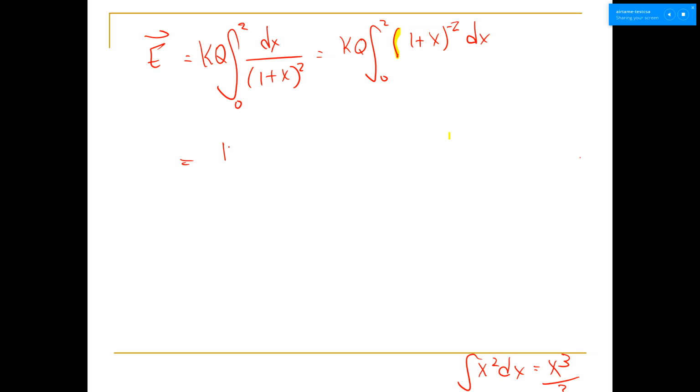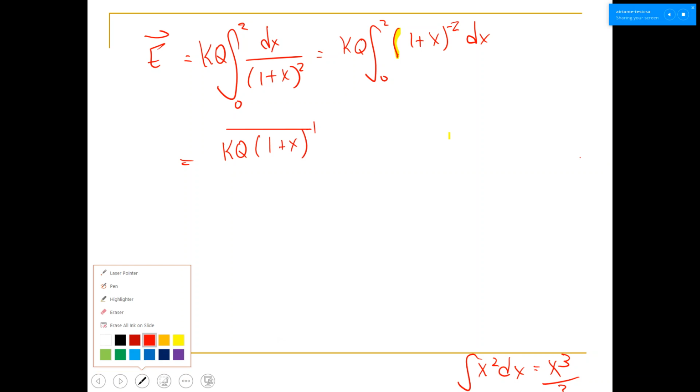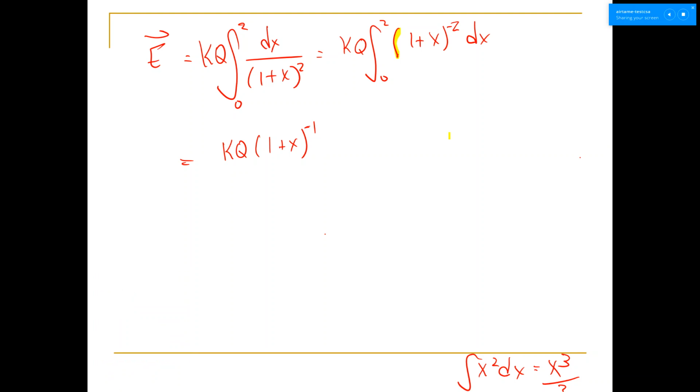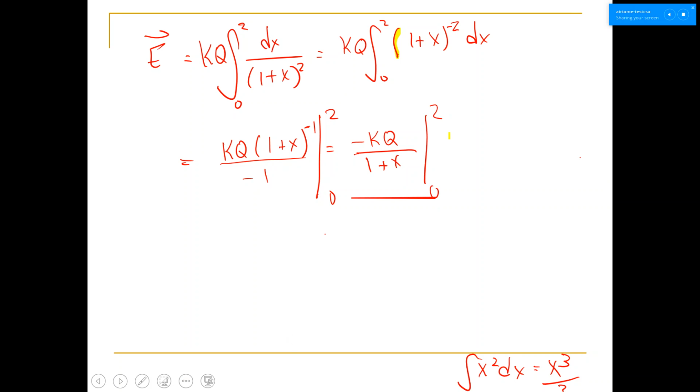So it'd be kq times (1 plus x) to the power of minus 1, over minus 1, which is the same thing as saying negative kq. I have to write my limits here from 0 to 2. It's the same thing as saying negative kq over (1 plus x), between 0 and 2. Good grief.